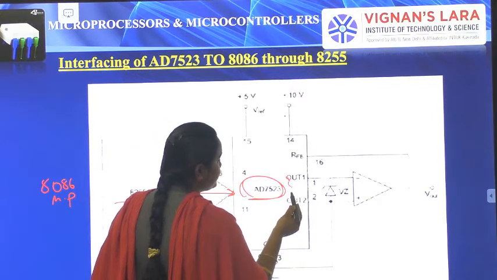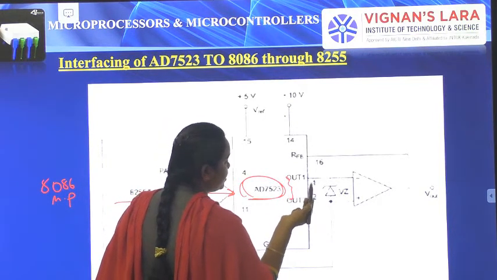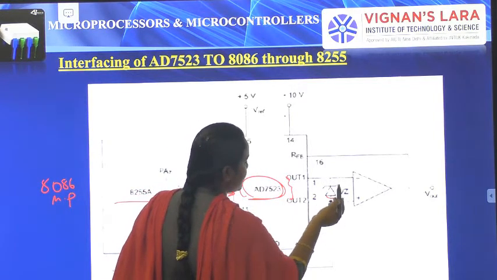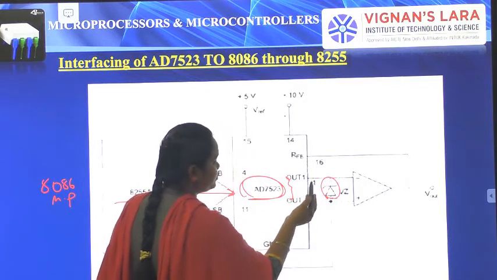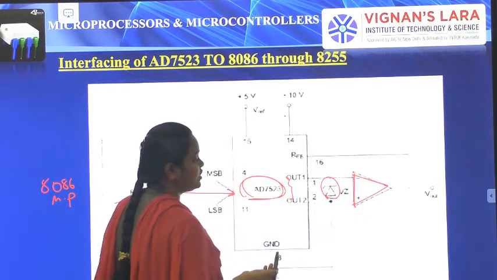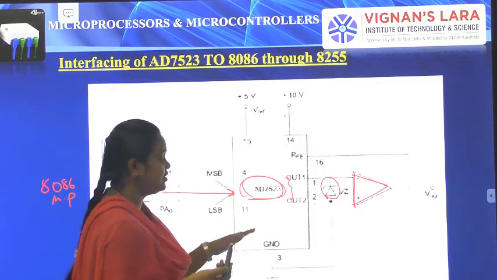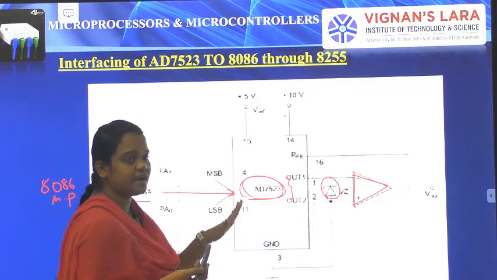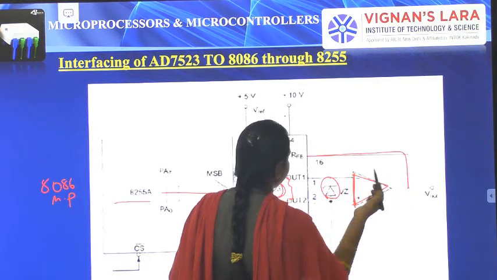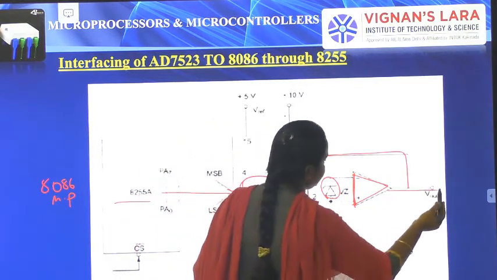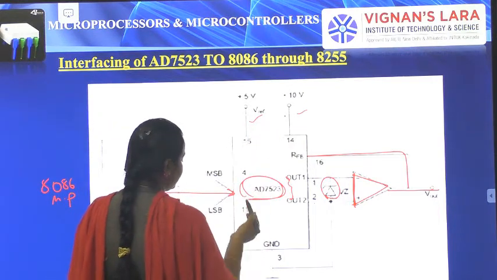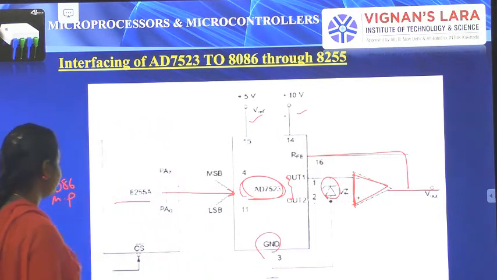For the conversion, we have output 1 and output 2. For negative transients from the input, we have a diode placed here at output 1 and output 2. The op-amp is used for attaining a high voltage, because this conversion gives a current, so that current is converted into voltage by using the op-amp. So the feedback resistor RFB is used. This is the output from the digital to analog converter. We have a V reference, the supply voltage, and the ground pin like this. Chip select.